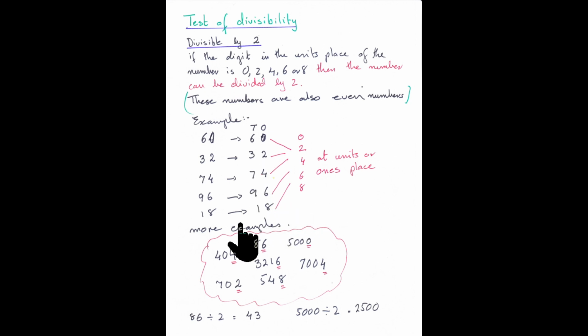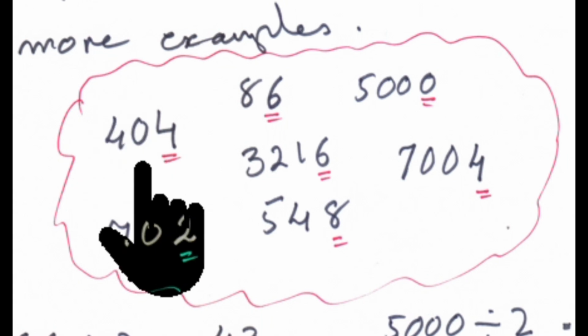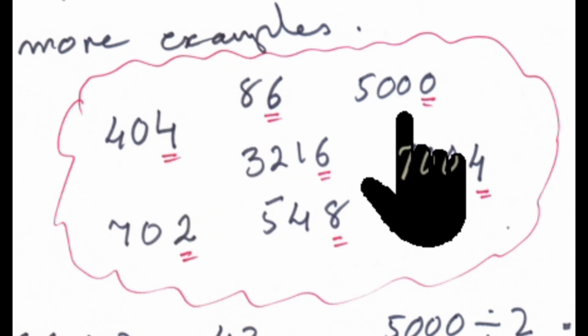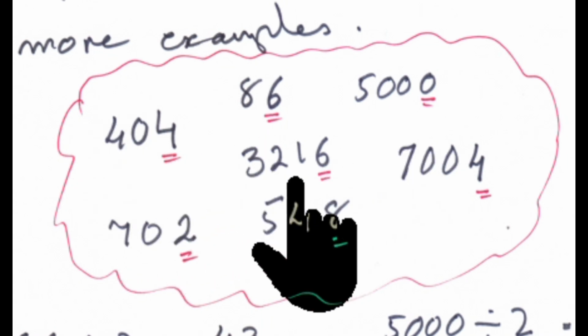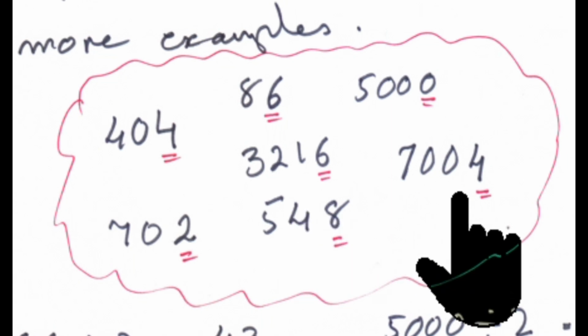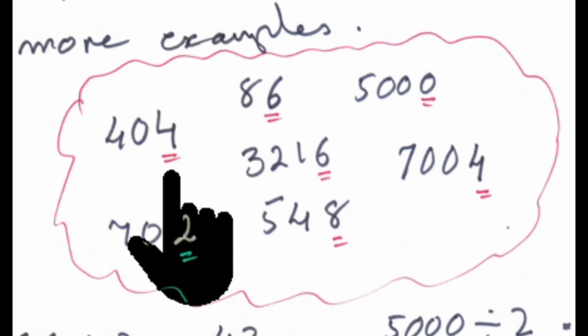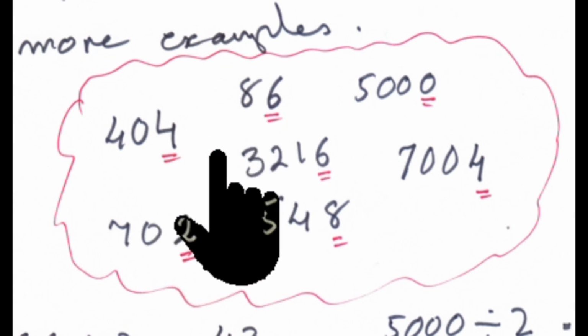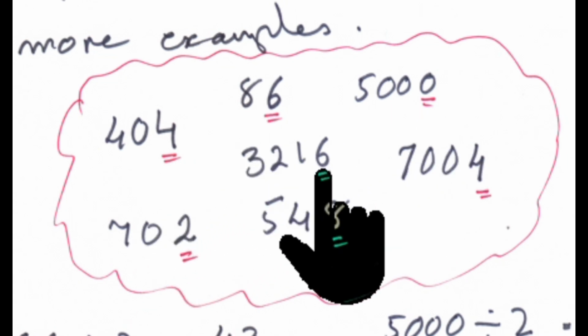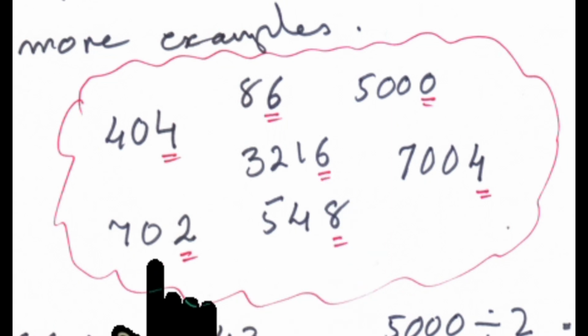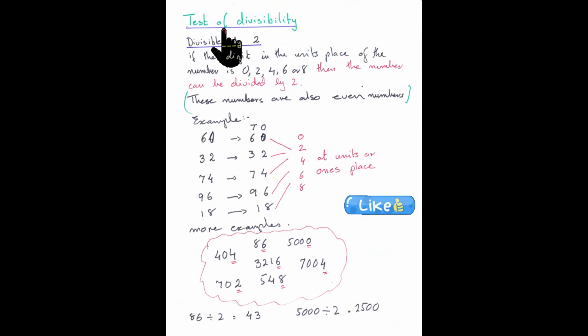More examples: 404, 86, 5000, 3216, 7004, 548, 702. Now these numbers all have 4, 6, 0, 8, 2 at their ones place. So they are all divisible by 2.